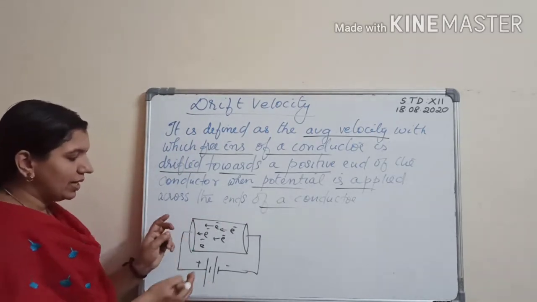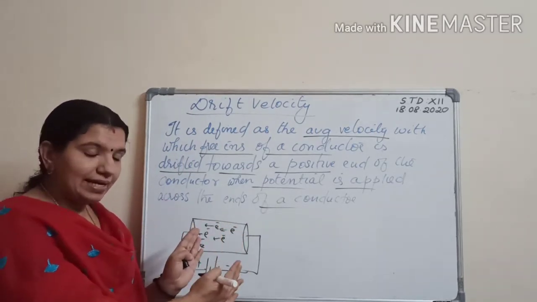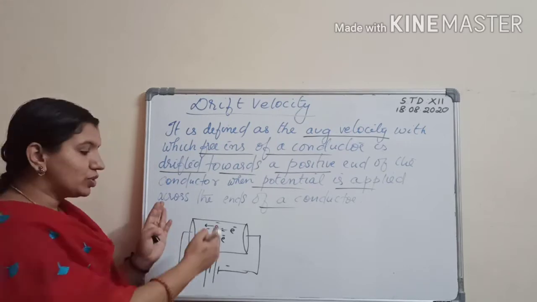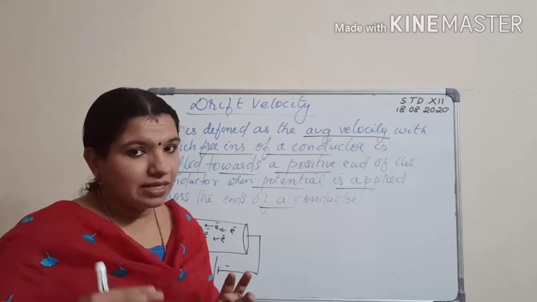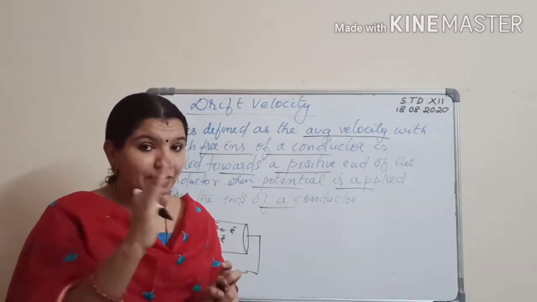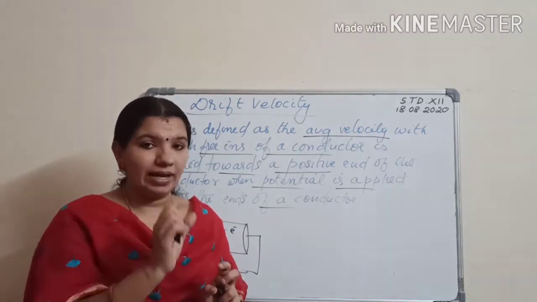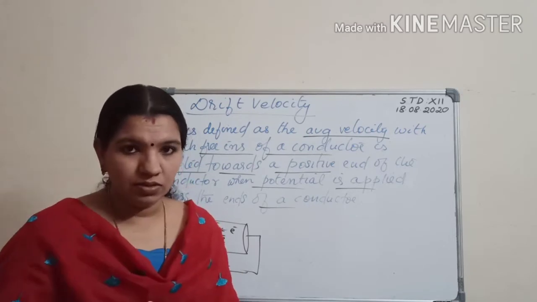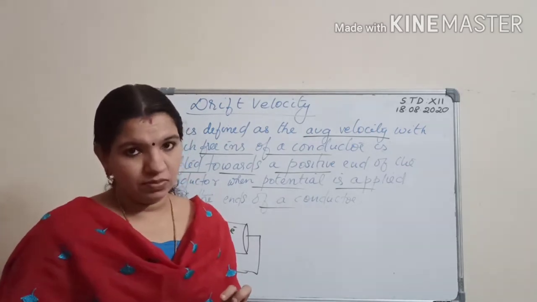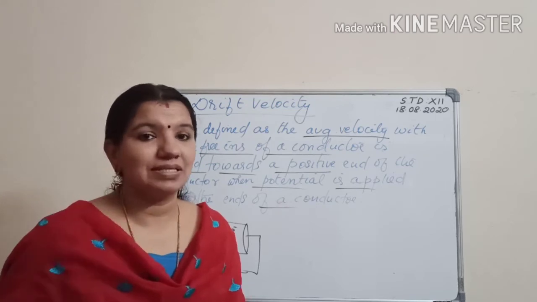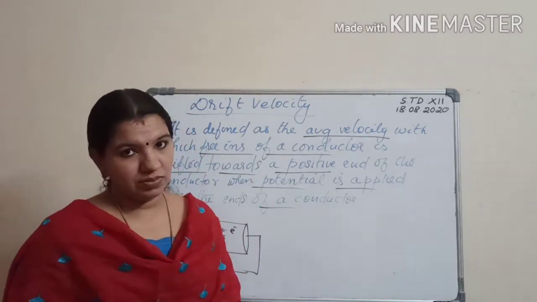That means an induced field is set up inside. Due to the induced field, the electrons experience a force, and this force makes the electrons drift a little to the other side. This drifting, the movement along with this drift, is termed as drift velocity.